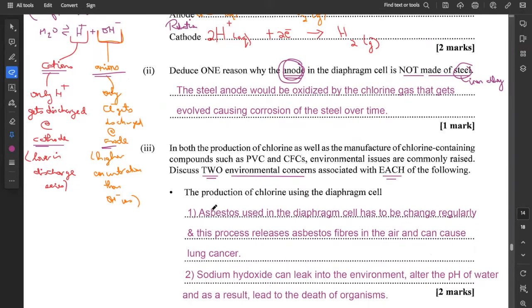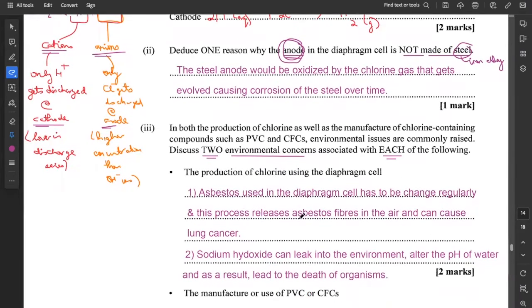Well, you know that asbestos is used to make the diaphragm cell. It's actually what the diaphragm is made of, right? Asbestos. And so that asbestos has to be changed regularly, and this process releases asbestos fibers in the air. And we know that asbestos is not good for us, right? It can cause lung cancer. So that's one of the concerns about using this diaphragm cell to produce chlorine.